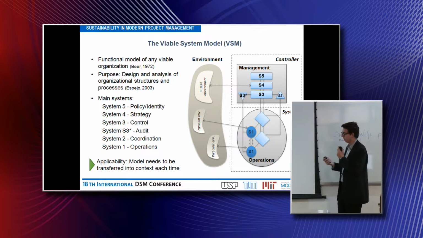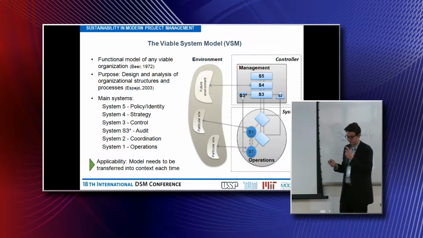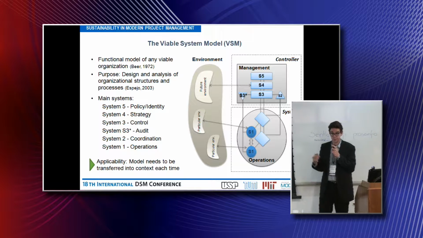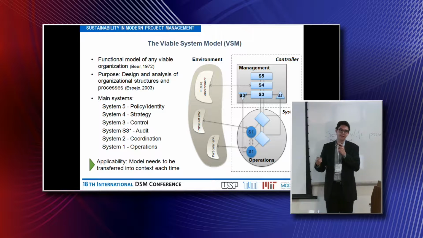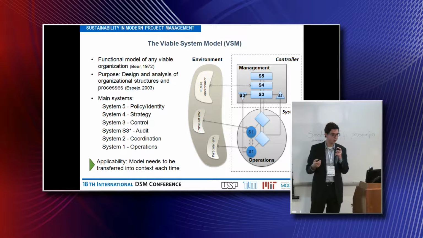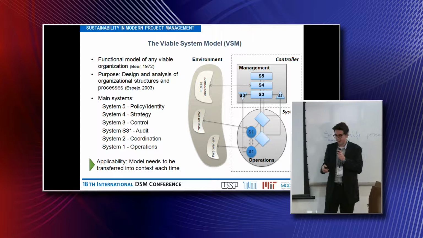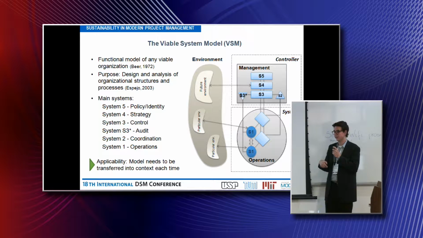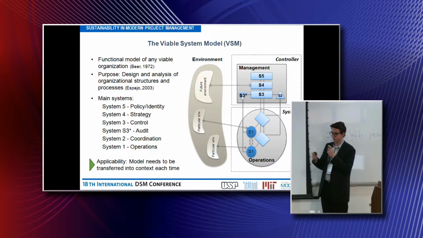And this model, that's why it's called the viable system model, is the basic model for all viable organizations, so organizations that can exist on their own and adapt to new circumstances. This model should help companies to diagnose what the actual situation is and then derive implications for how they could improve the situation.